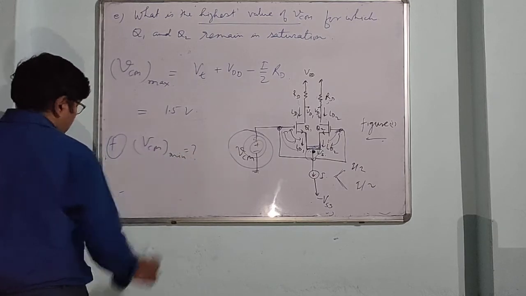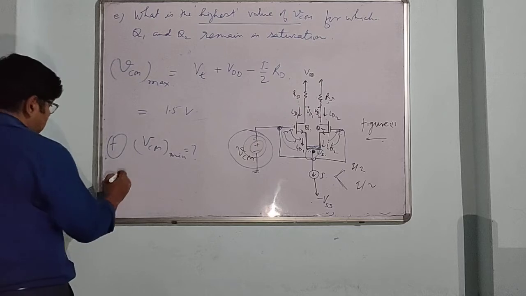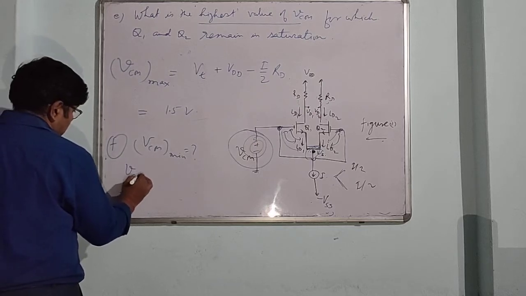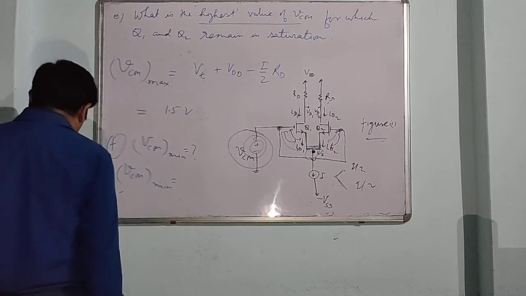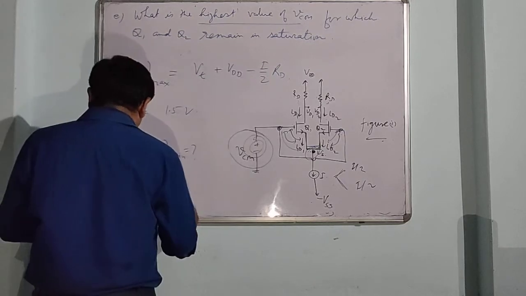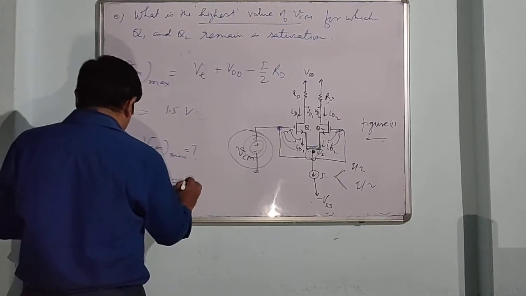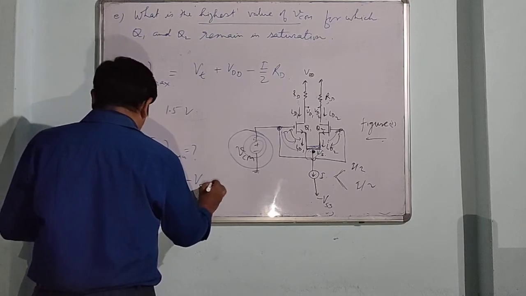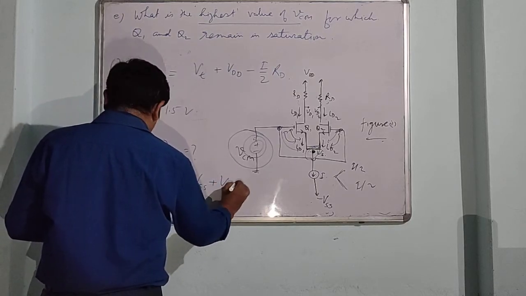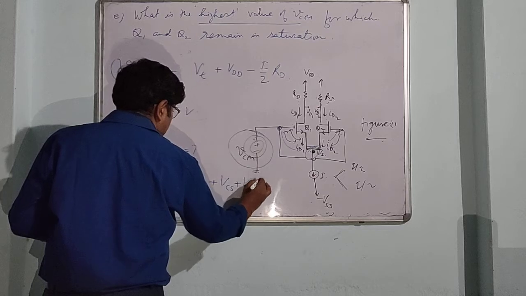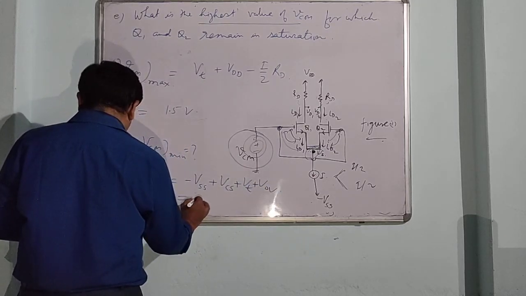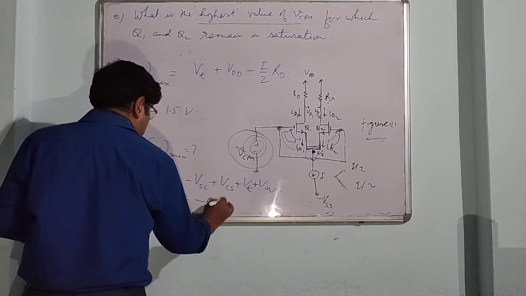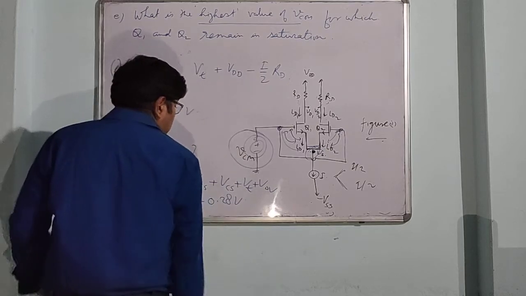And the minimum value in the next part: what is the VCM minimum value? We can find out this minimum value by this expression. This is minus VSS plus VCS plus Vt plus overdrive. Put all values, you will get minus 0.28 volt.